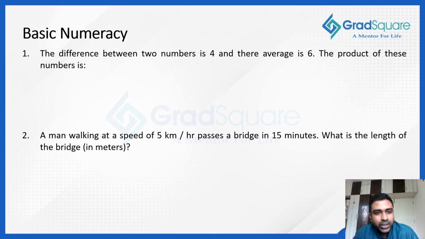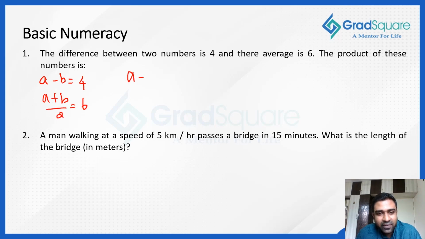First, we'll be looking into some examples from the basic numeracy section. Here, the first example is from number system. The difference between two numbers is 4 and the average is 6. So I'm going to assume that those two numbers are A and B. The difference is 4 and the average of the numbers is given as 6. So here we have two equations, and by solving these two equations, we'll be able to find the values of A and B.